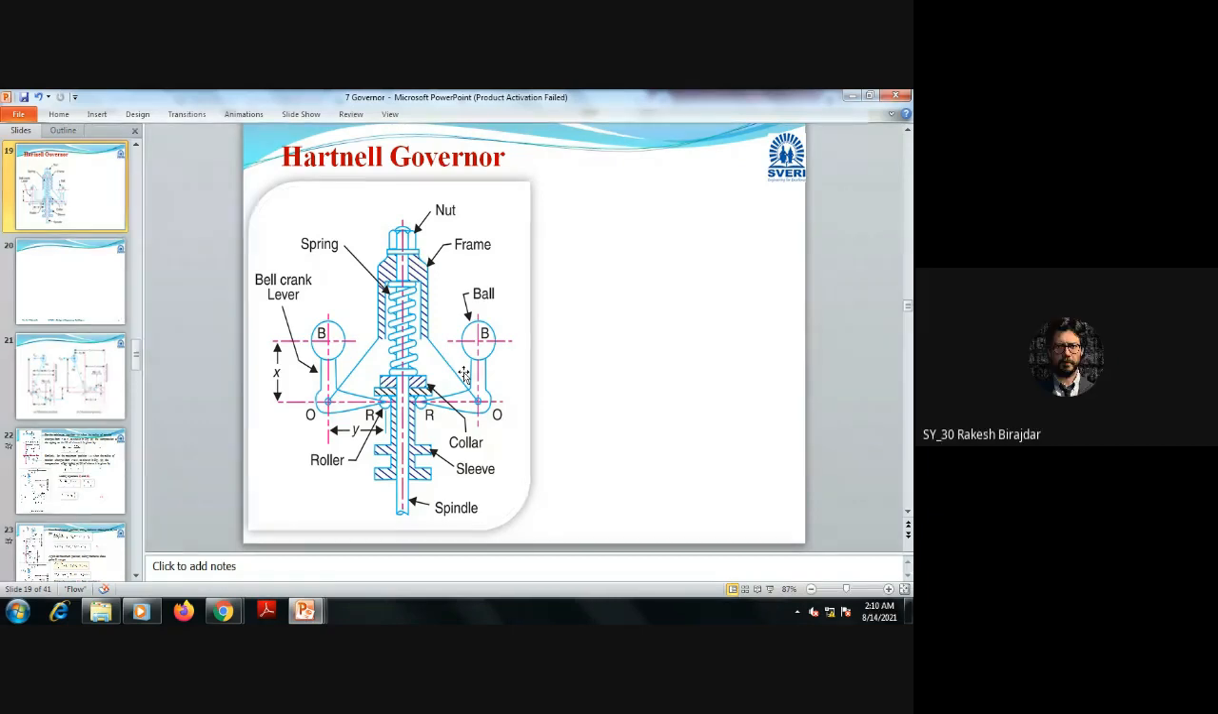Compressive force in the spring will increase. Right. Compressive force in the spring will get increased, and hence the total force on the sleeve gets increased. Am I right?